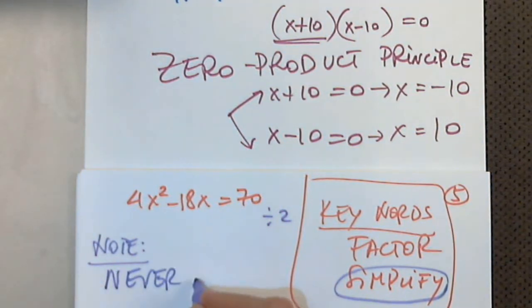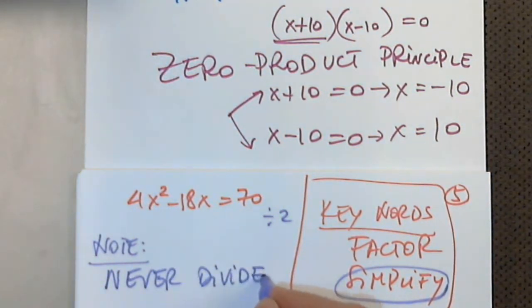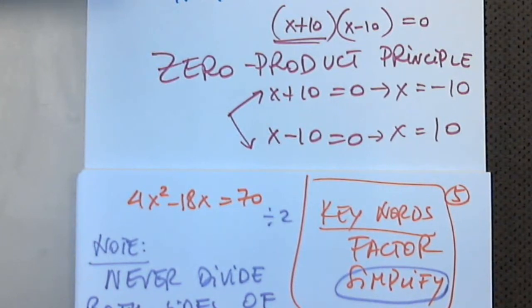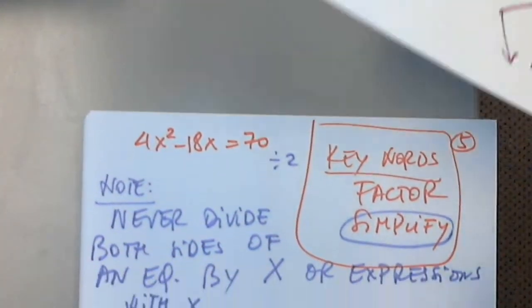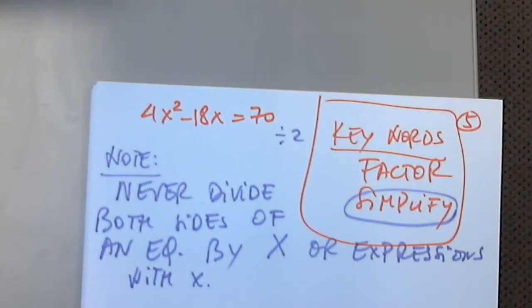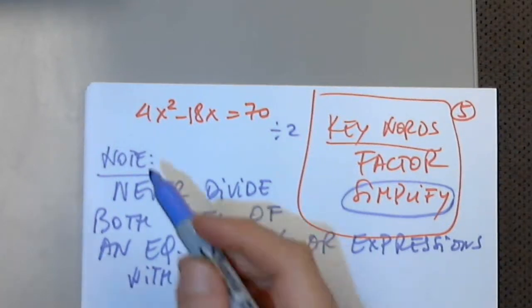Never divide both sides of an equation by x or expressions having x. Never. Yes, we will be dividing by 2.